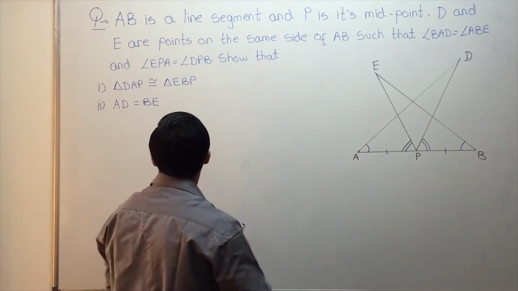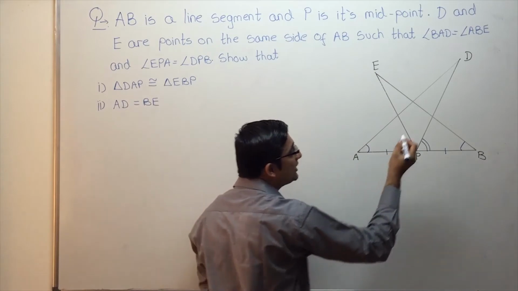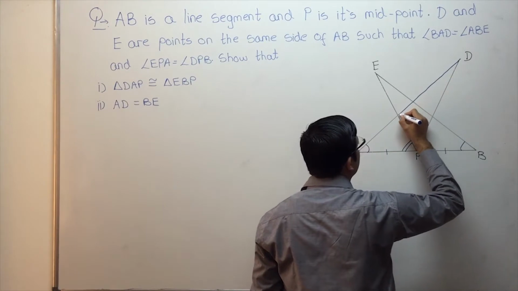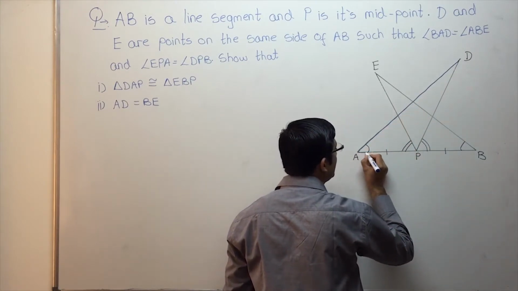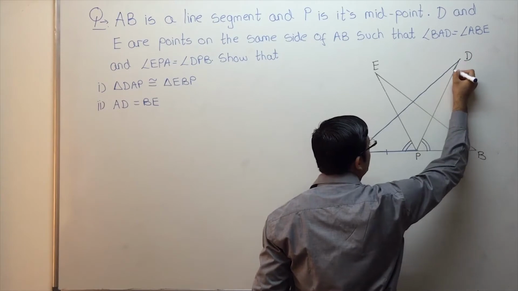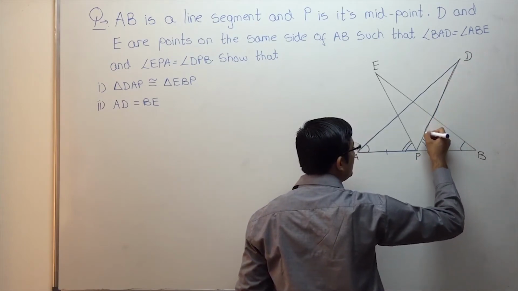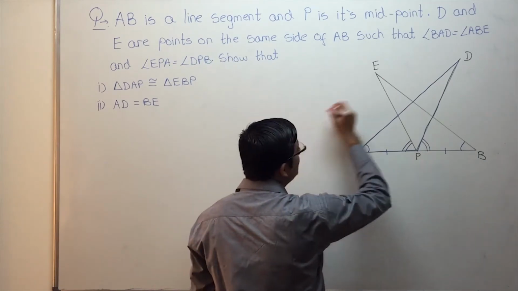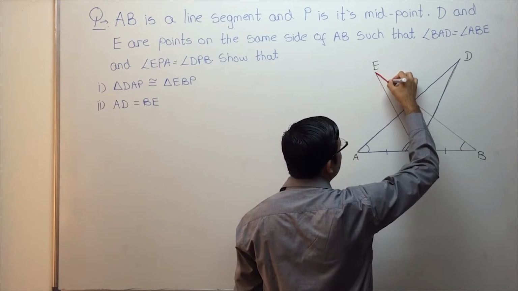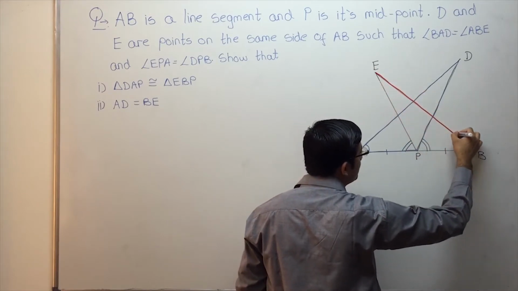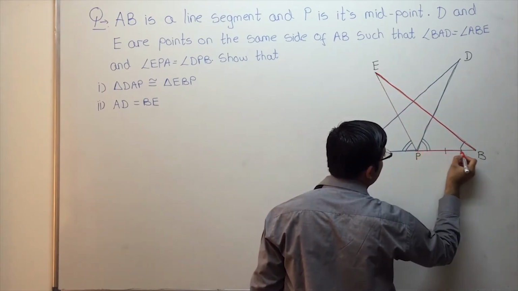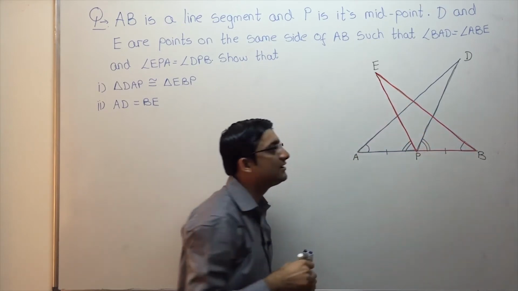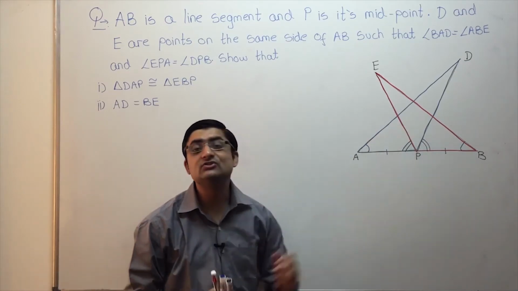So I'll use different colors for them. Triangle DAP. So let me highlight triangle DAP. So this over here is triangle DAP. We have to prove this is congruent to triangle EBP. Let me highlight triangle EBP. So in red we have triangle EBP. So basically we have to show that these two triangles are congruent.